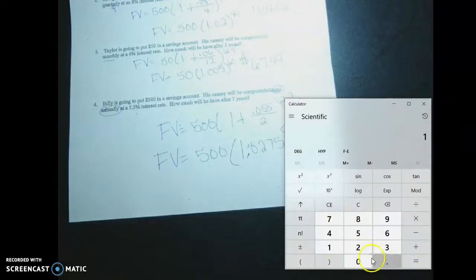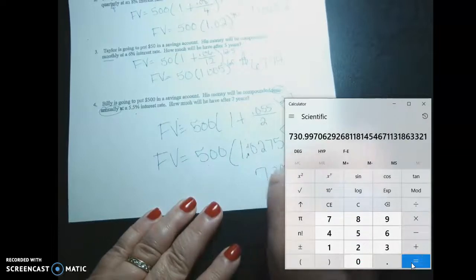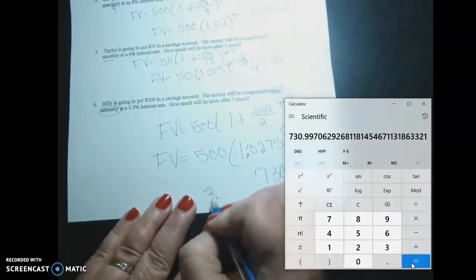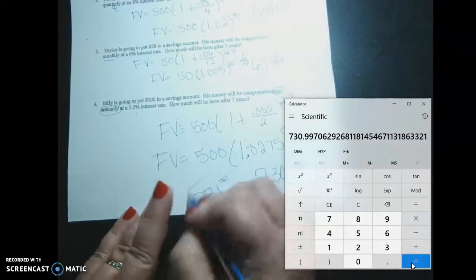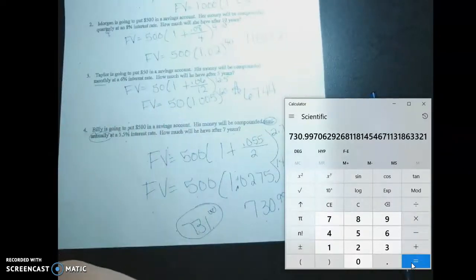Cleared out, we'll put 1.0275 to the exponent of 14 equals times 500, and you will get $730.99. If you want to get crazy, just say 731. Okay, that should help you when you get ready to do your next assignment on compound interest.